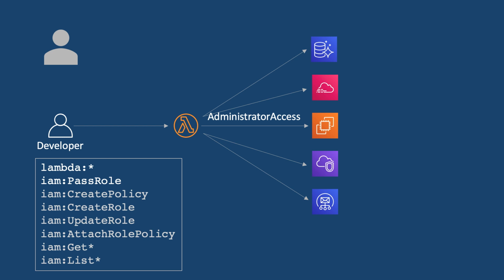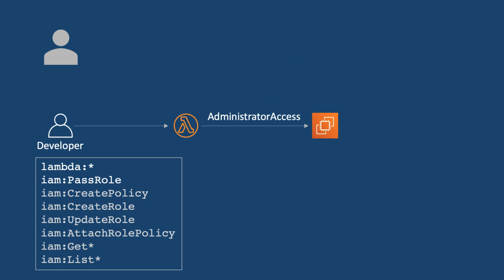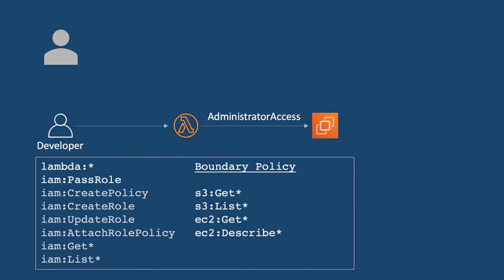So how do we solve this without having the developer come back to us to create the IAM role? To fix this problem, you require the developer to attach a boundary policy every time she creates a new role. The permissions on the left are the same, but now you require her to attach a boundary policy.